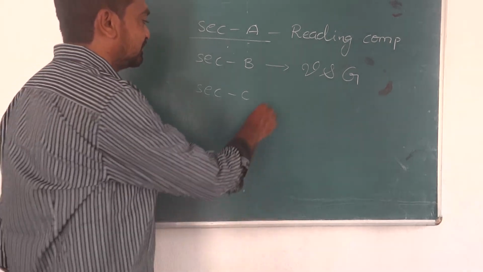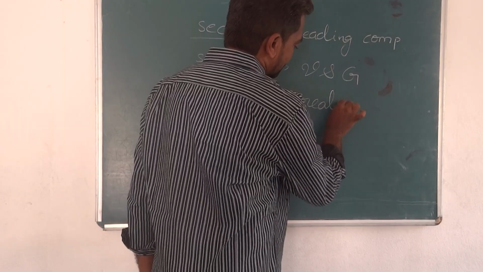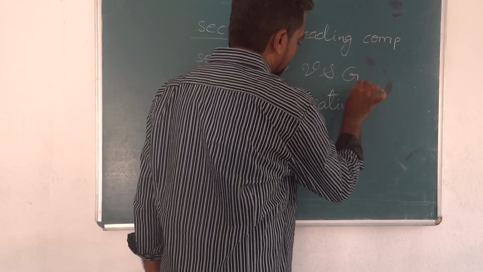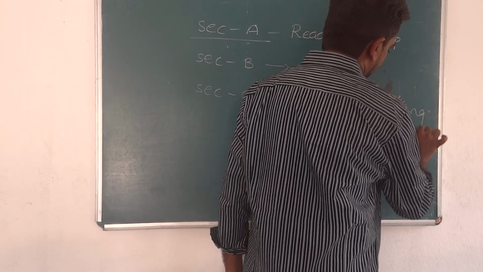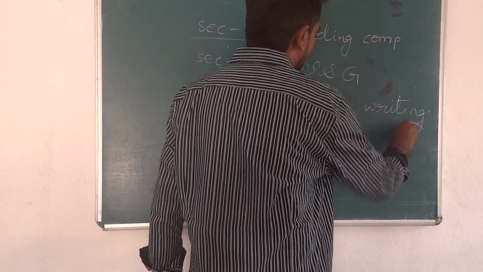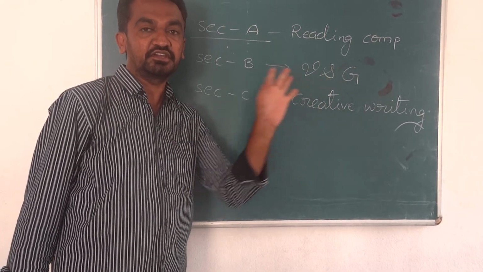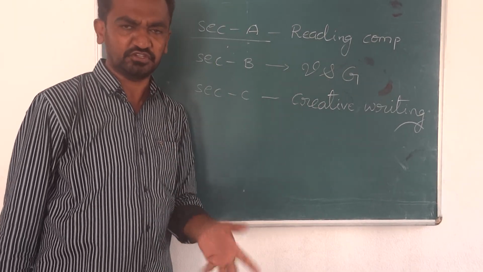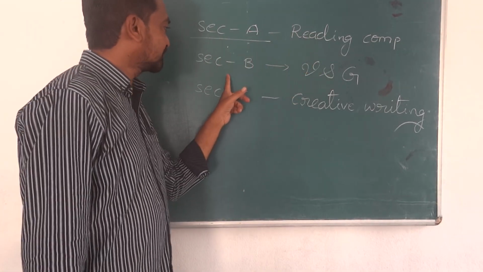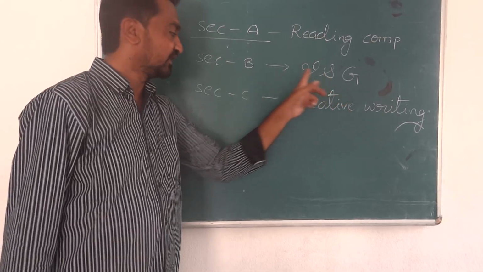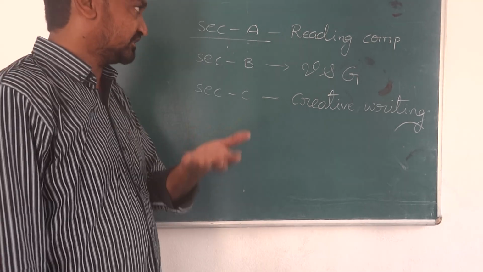And Section C is creative writing, or creative expressions. Both are the same. Right. Section A is reading comprehension, Section B is vocabulary and grammar, and Section C is creative writing. Let us come back.